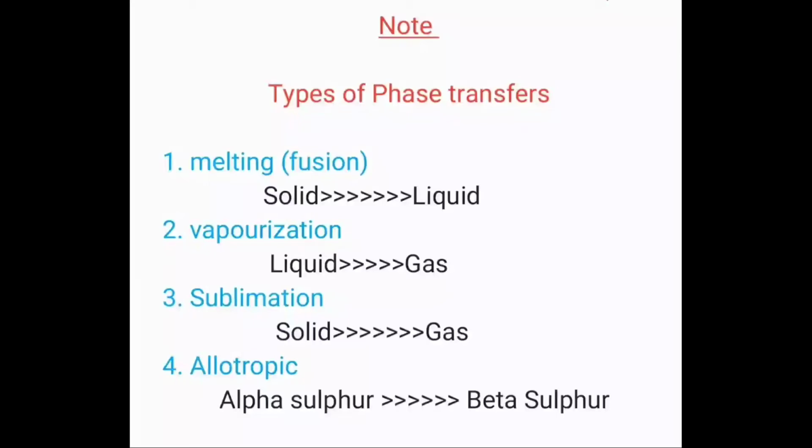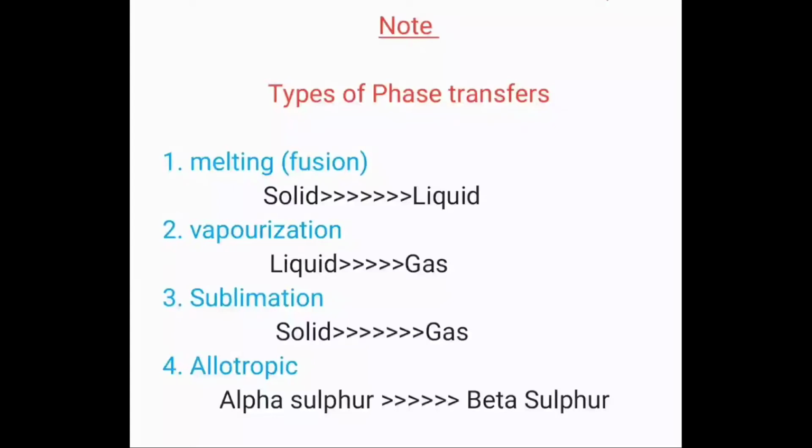One is melting or fusion. Second one is vaporization. Third one is sublimation. And the fourth and last one is allotropic mixture. So there are four types of phase transfer. Now we explain them one by one.